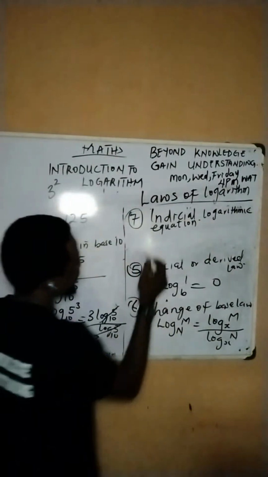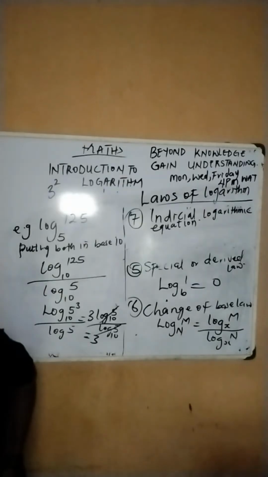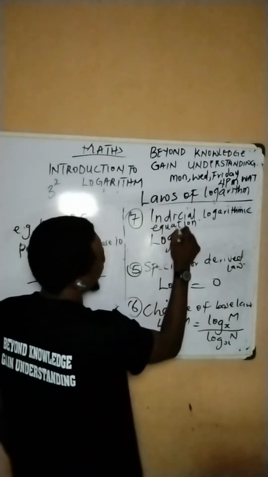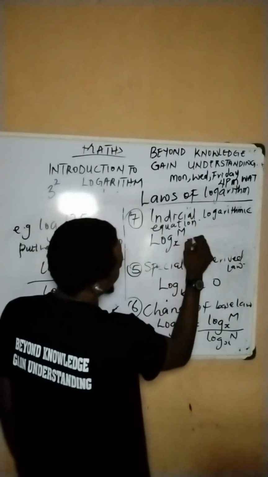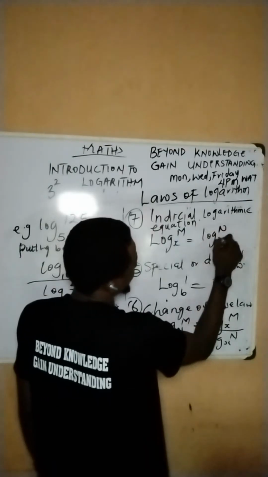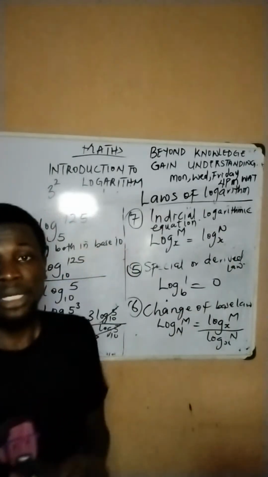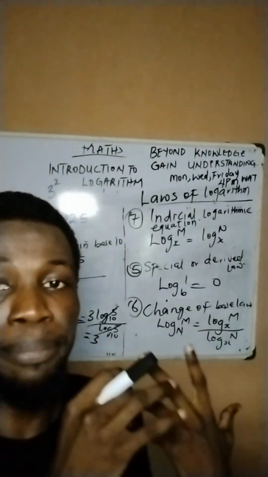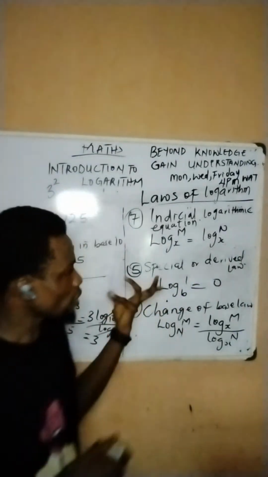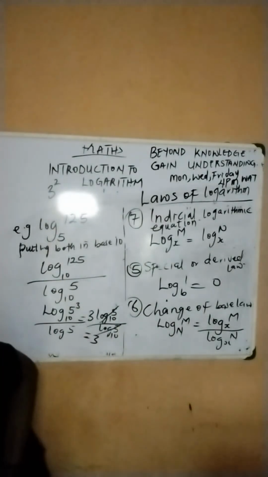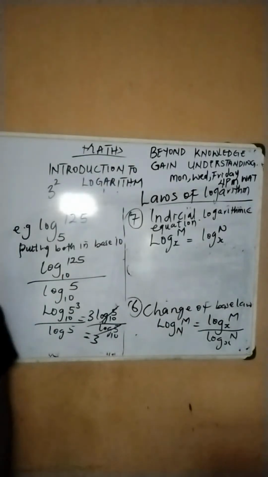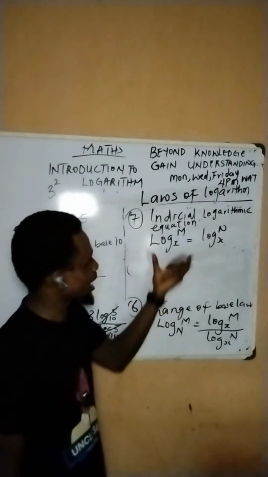So in that case, if you have something of this sort, for this indicial logarithmic equation, if you have log m base x is equal to log n base x, where m and n, one of them might be the expression, the side that bears the unknown variable. But one thing you can see here clearly, when you look at this, let me clean here so that we'll be able to solve it together. When you look at these, you see that their bases are the same.